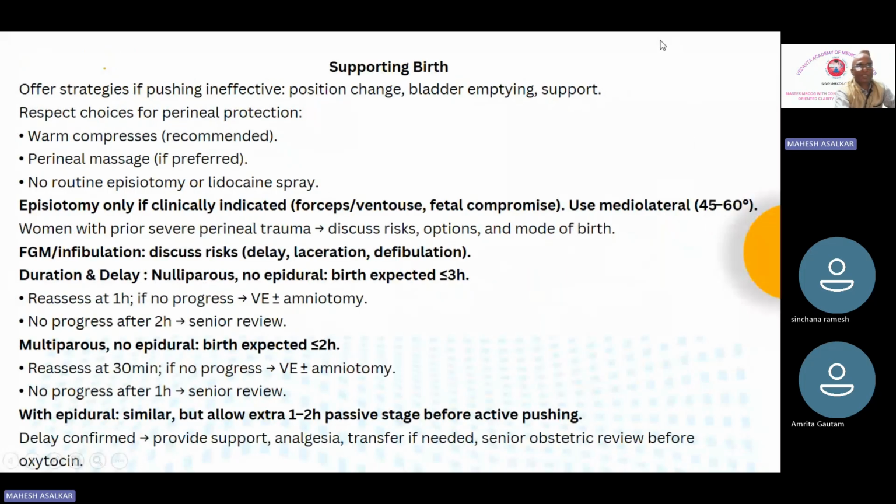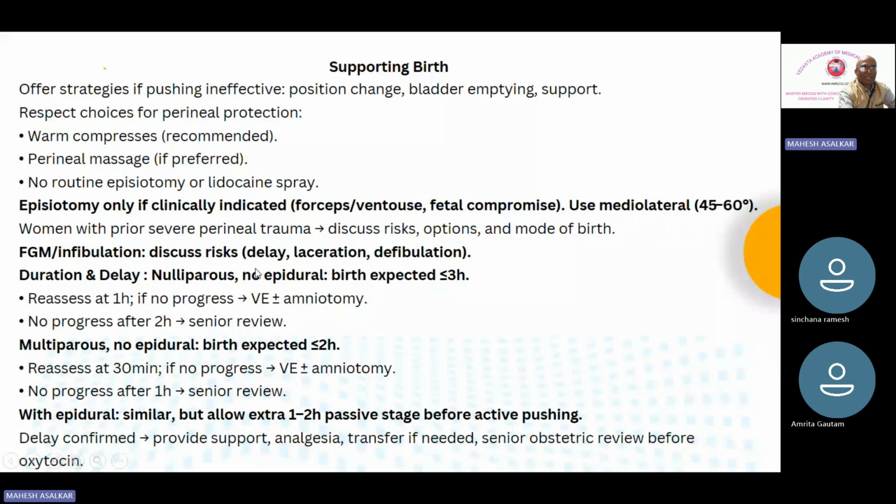Okay. Then supporting the birth. Offer strategies if pushing is ineffective. Position change. This we have seen just now. Okay, this we have seen. Episiotomy only if clinically indicated. FGM, discuss delay, laceration, defibulation, etc.